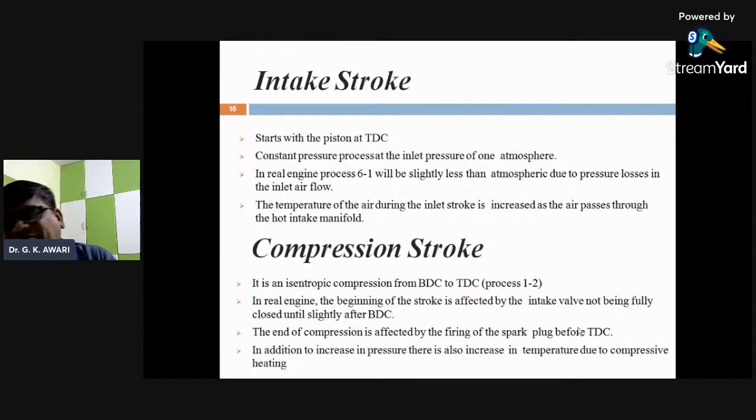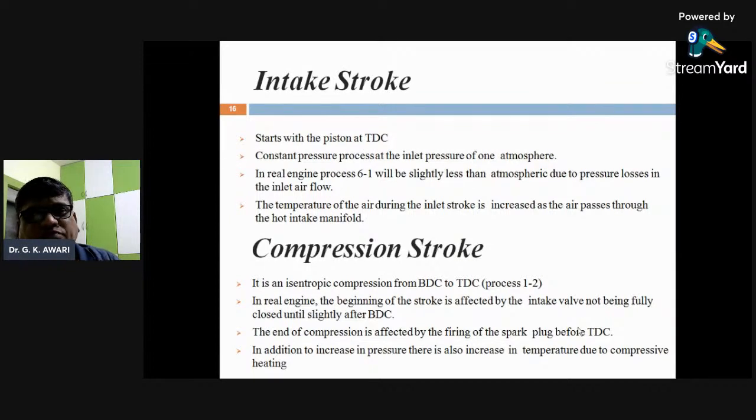Then the intake stroke. We know that the intake stroke of an engine starts with the piston at the TDC. What do we mean by TDC and BDC? TDC is the top dead center of the engine, and BDC is the bottom dead center. So it is a constant pressure process at an inlet pressure of 1 atmosphere. In a real engine, the pressure at process 6-1 will be slightly less than atmospheric due to pressure losses in the inlet airflow.